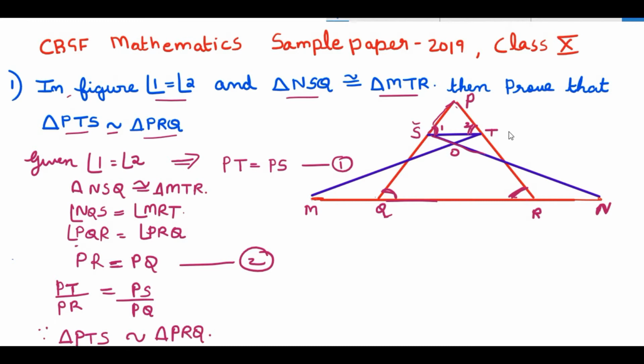This is a very easy sum. We took first this triangle, then we wrote, since the base angles are equal, the side opposite to them will be equal. So we wrote PT will be equal to PS. Then by the congruence definition, these two angles will be equal. So the sides opposite to them will also be equal. So we got PR is equal to PQ. Divide this. Since the corresponding sides are proportional, those two triangles will be similar.